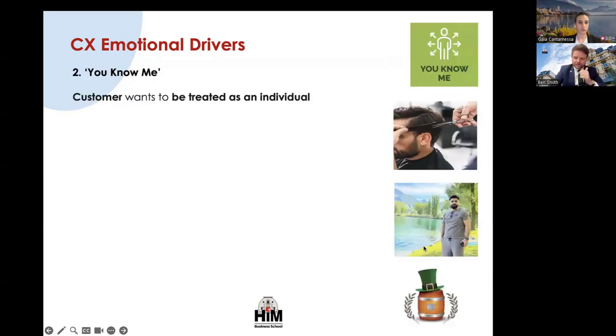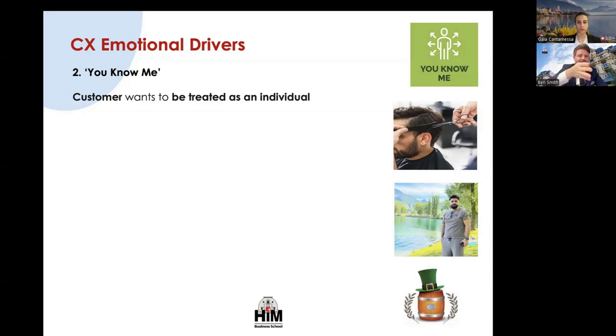Moving on to the second emotional driver, you know me. You know me is all about personalization. If you think back to the example of my colleague at the golf resort, that was essentially the opposite of utilizing the you know me emotional driver. As customers, we crave or we want to be treated as individuals. If we feel like we are just another number, we will go past by the competition. So it's important that as a company, we show our customers that they are not another number. We learn about them and we use that data and information to personalize their experience.